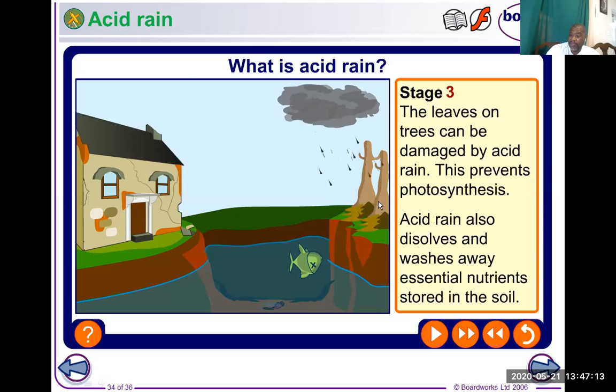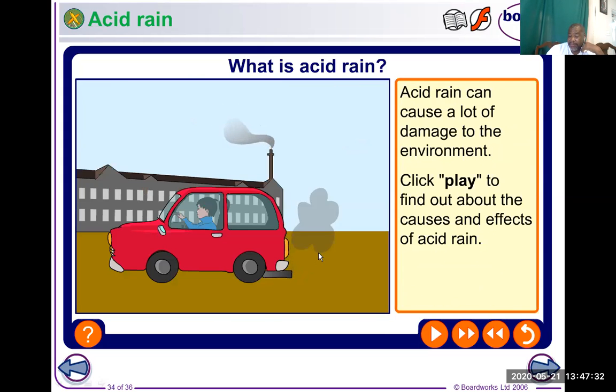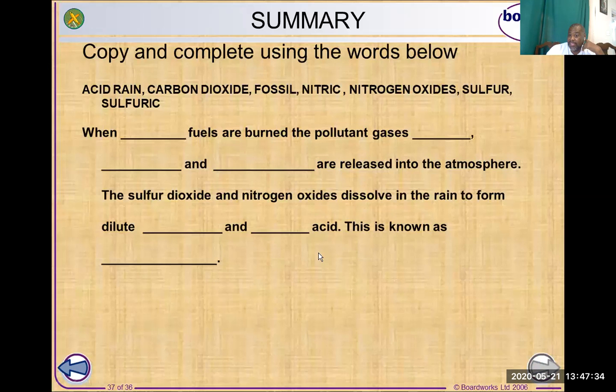When the rain gets into the soil, it causes leaching of the essential nutrients. So places that used to be maybe alkaline are now becoming acidic. So plants can't grow there anymore. You see the effect that we're having, massive. So that's the greenhouse effect.